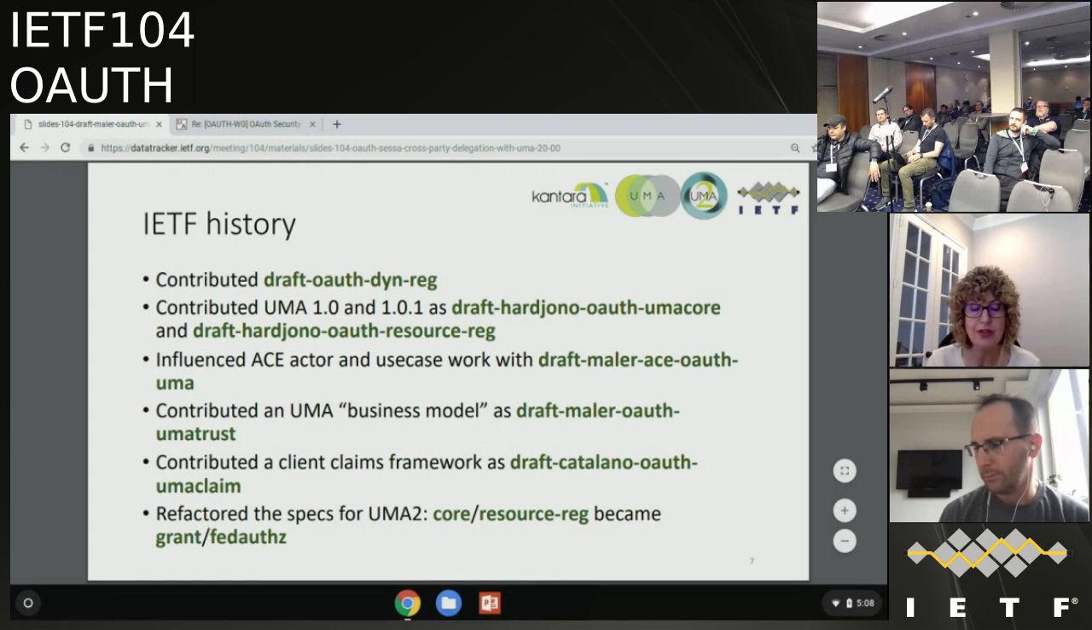Actually, the original dynamic client registration spec came from early UMA 1.0 work, and Maciej is one of the authors of the ultimate OAuth dynamic client registration spec from this history. All of these that you see here on the screen are expired except for the new UMA 2.0 drafts. Any questions at this point before we move on?